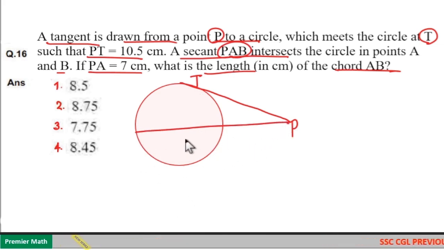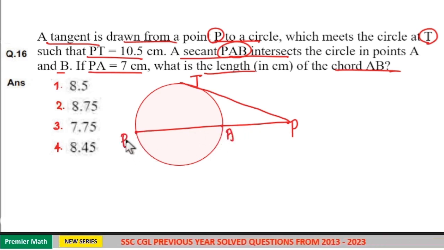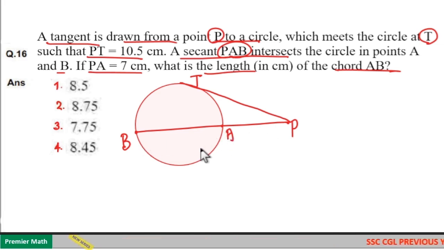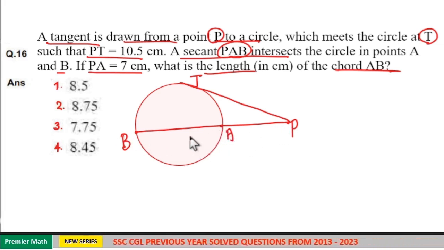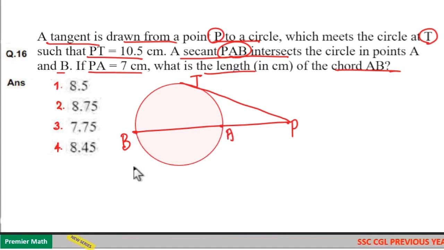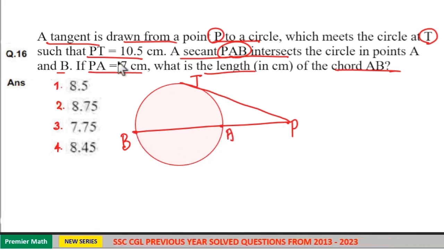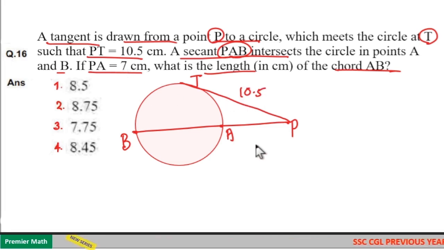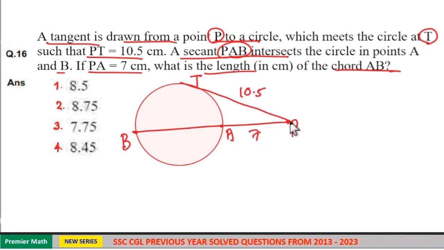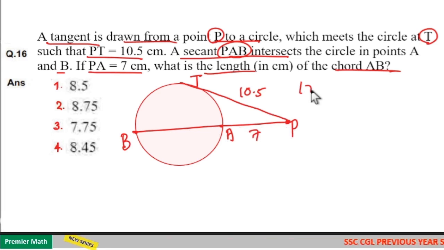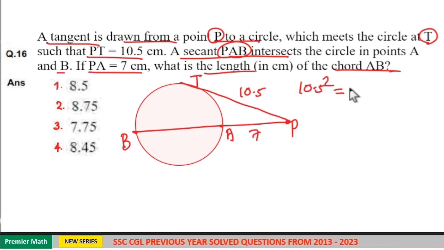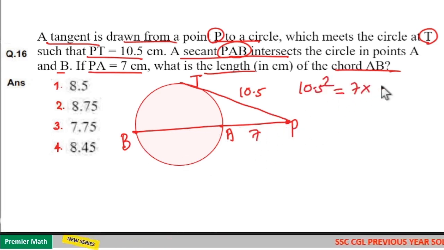Now secant means when a line meets two distinct points on the same curve, then it's a secant. That is, here this line meets point A and B on the same curve. So this is secant. And here PT is 10.5 and PA is 7 centimeter. Whenever you have a tangent and a secant drawn from the same external point to same circle, then 10.5 square is equal to 7 into PB.